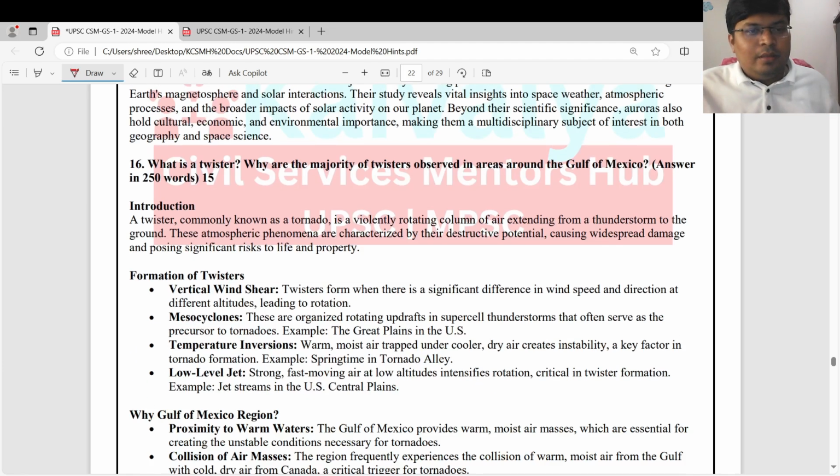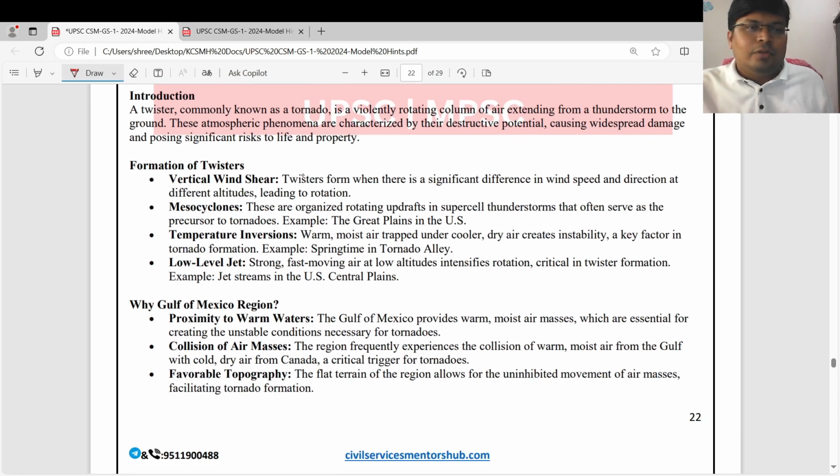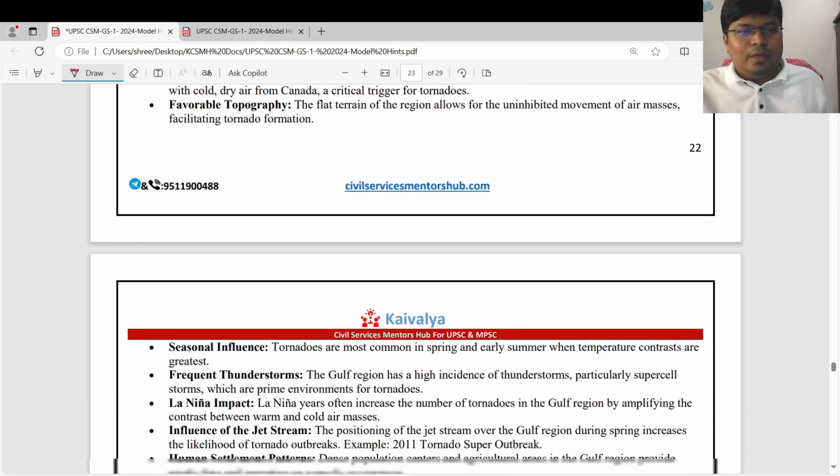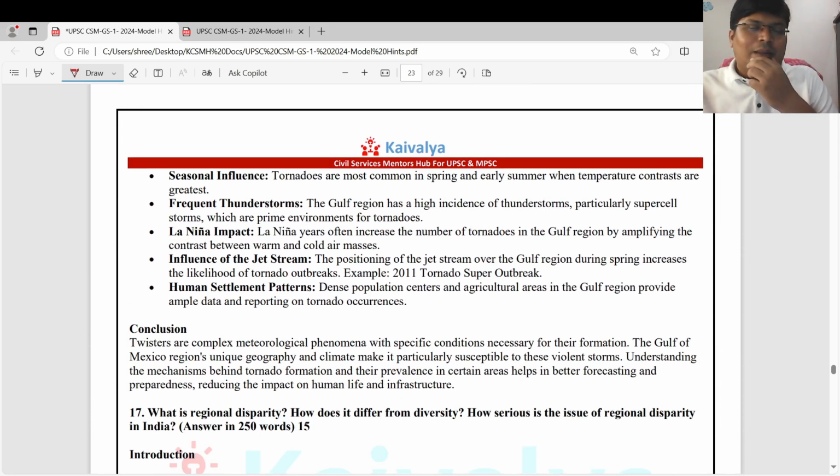Then in the introduction, if you know about the twister, then you are supposed to write it down. If you have geography as an optional subject, then I think it may be easier for you, or you may be in a position to deal with it. Then the formation of twisters, how twisters form, and why the Gulf of Mexico region. Then different physical climatic regions have been mentioned over here, and its conclusion.